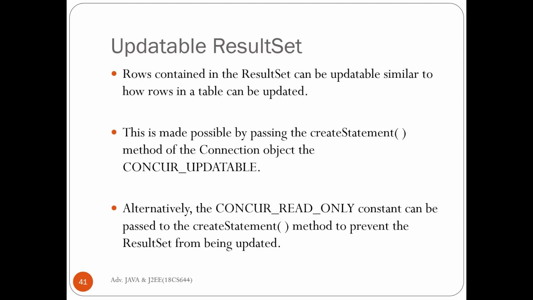Then we can use the update method to change the value of a column of the current row in the result set. Just like how we use the get methods, like getString, getInt, to extract a value from a column, similarly we can use the update methods to change the value of a particular column. We shall see that in an example.